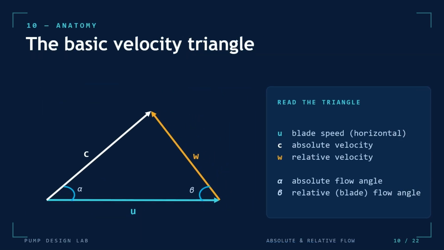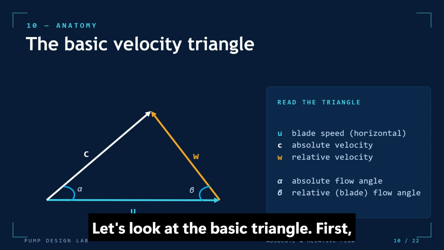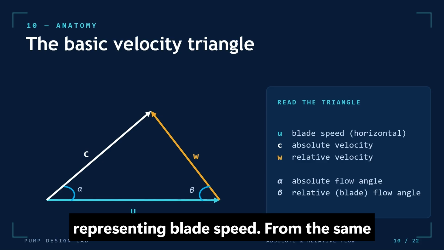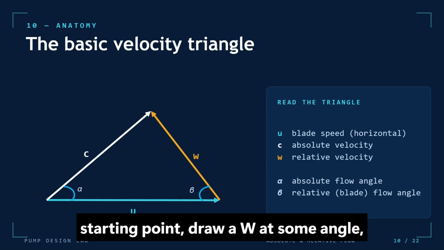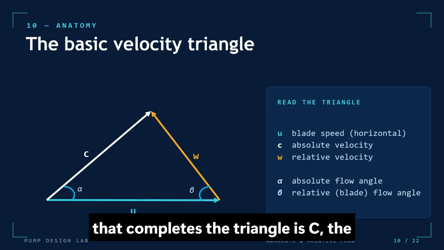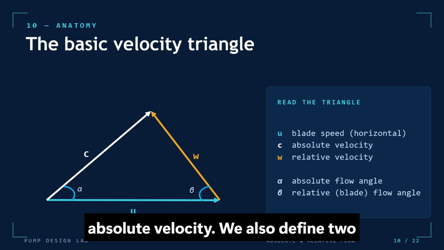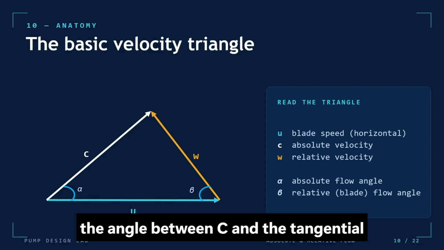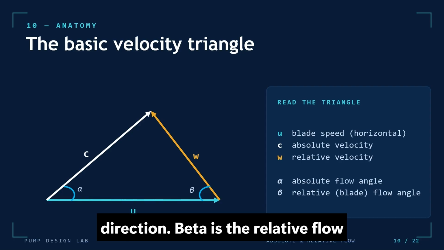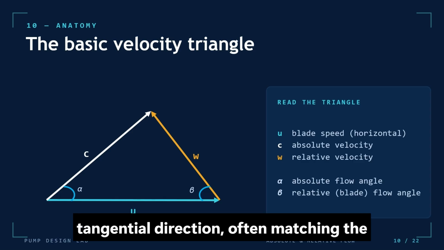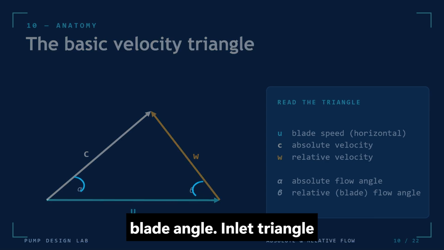Anatomy of the triangle. Let's look at the basic triangle. First, draw u as a horizontal arrow representing blade speed. From the same starting point, draw w at some angle. This is the relative velocity. The vector that completes the triangle is c, the absolute velocity. We also define two angles. Alpha is the absolute flow angle, the angle between c and the tangential direction. Beta is the relative flow angle, the angle between w and the tangential direction, often matching the blade angle.